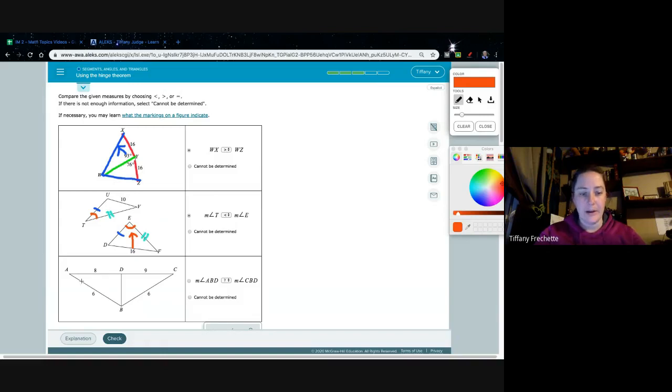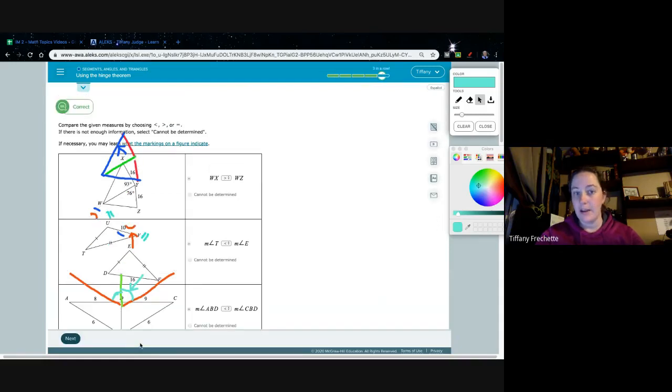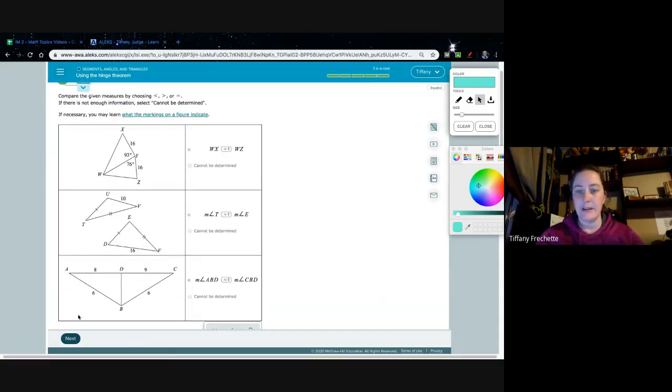All right. So now I have 6 to 6. So 8 and 9 don't match, but they share a side. And we need to make a decision about ABD, so this angle, and CBD, which is this angle. We need to make a decision about these two angles. So I'm going to look at the sides, 9 and 8. 9's bigger, so CBD must be bigger. So I have this one, and I'm going to click check. And we got it. All right, we finished another one. Let's clear that. Next.